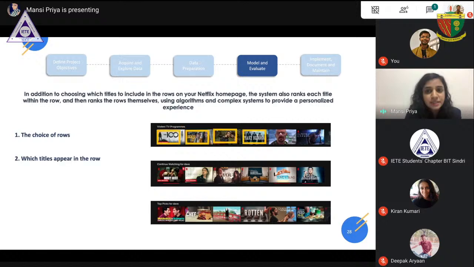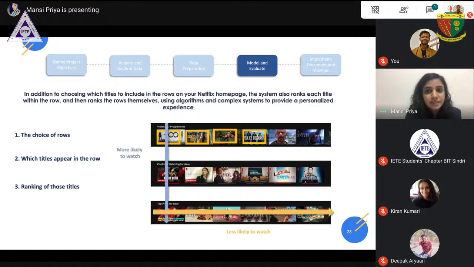The second thing is what title should come in that particular row. For example, here is the example of a violent TV program. So it has to judge whether Breaking Bad comes in a violent TV program or not. That is needed to be judged. After that, it ranks these titles.